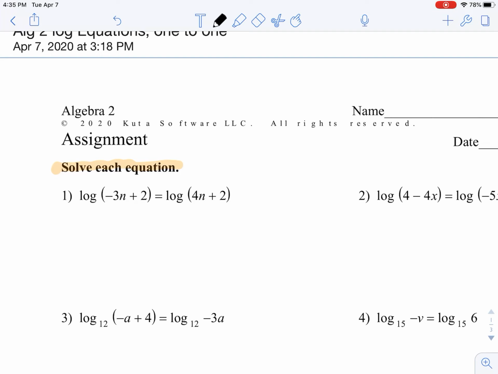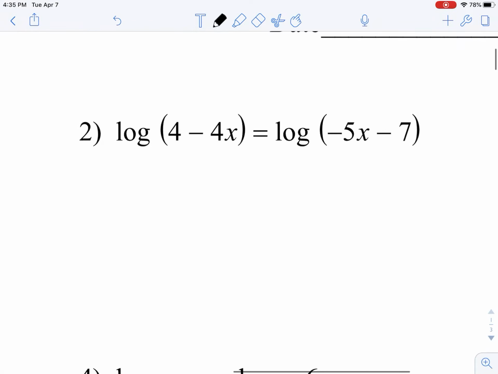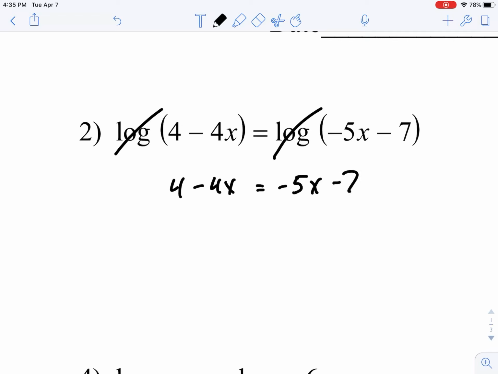But just like with exponential equations, there is what we call a one-to-one property here. Basically, if you have the same logarithm on both sides of the equal sign, you're allowed to just cross them out. And then what you have left over is an equation that you solve using skills that you've already learned. So number 2, these are both common logarithms. Just to review, if there's no base, they are automatically base 10. So they match, so they cross out.